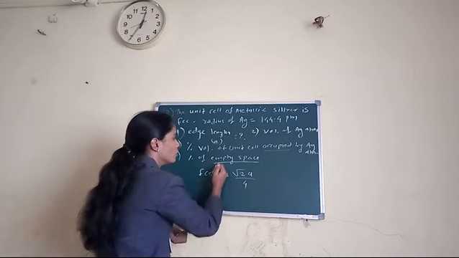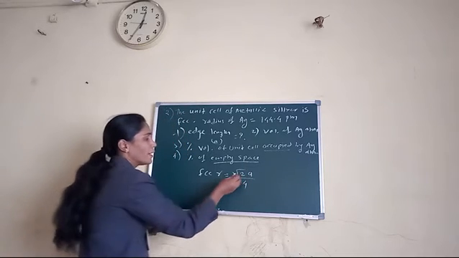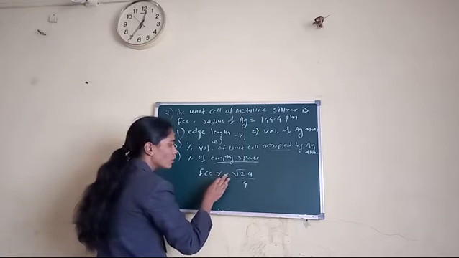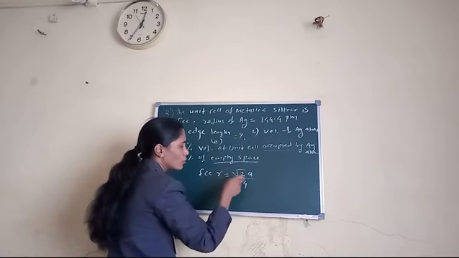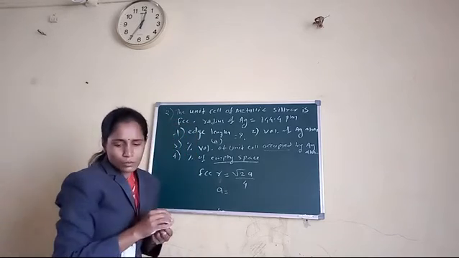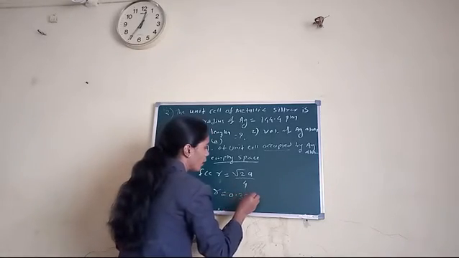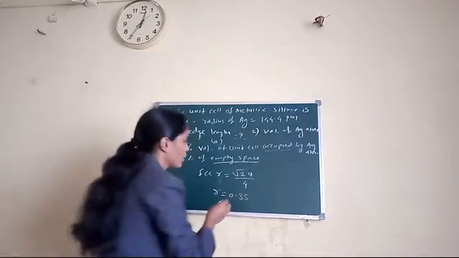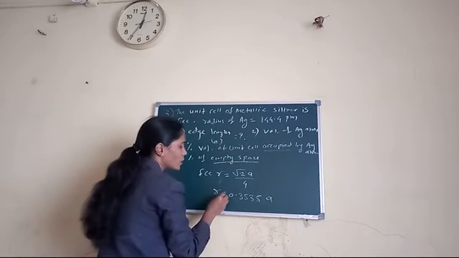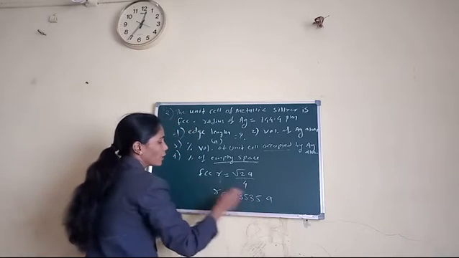r is equal to under root 2a upon 4. By taking root 2 upon 4, we get the formula for a. By solving, we get r is equal to 0.3535a. By this formula, we calculate the a.